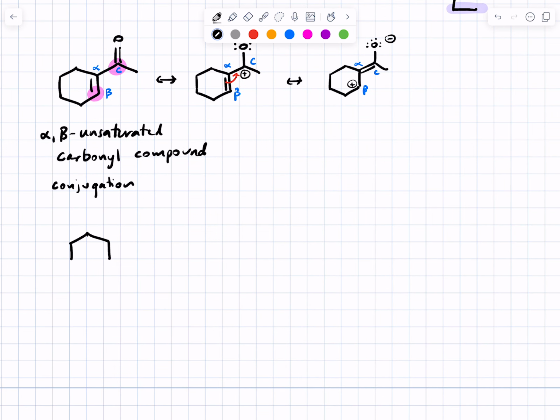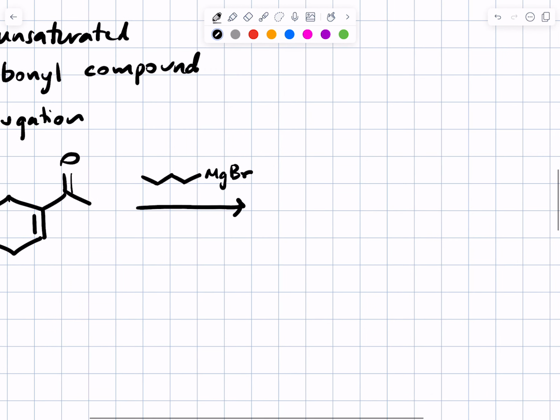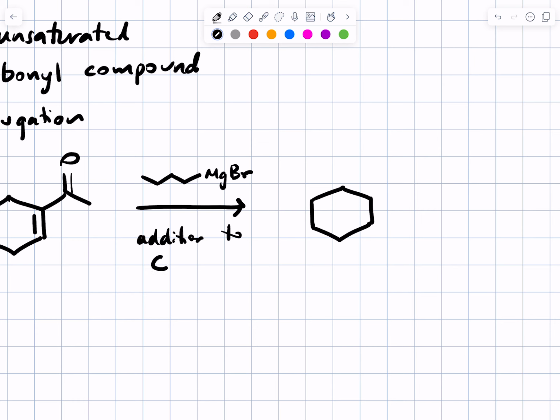If we take this starting material and we react with an organolithium reagent or a Grignard reagent, I'm struggling to think what we should choose. All right, let's just do this one. Okay. We're going to see addition to the carbonyl carbon. That's going to leave the double bond between alpha and beta carbons intact.